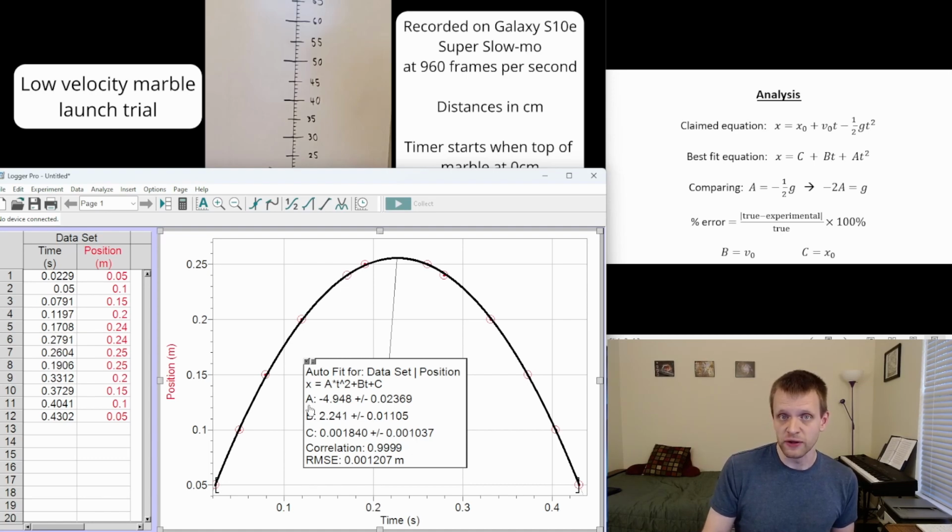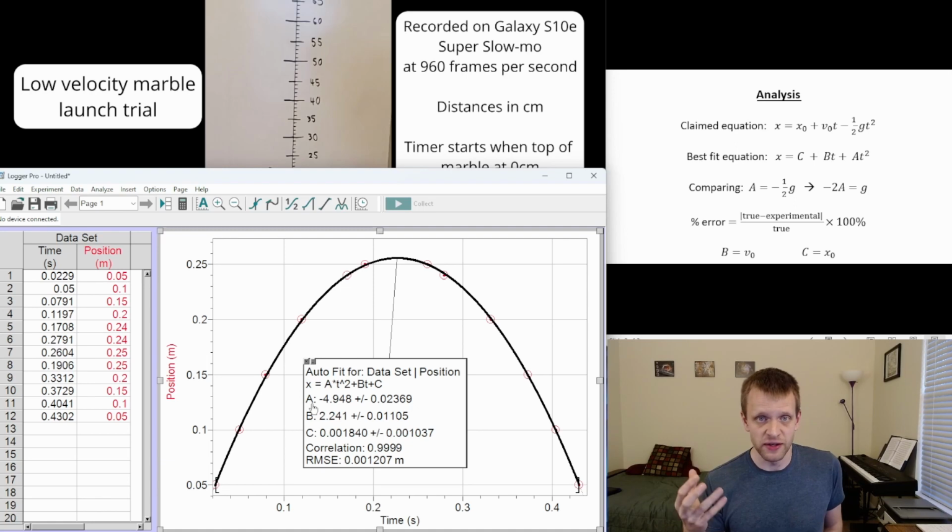This value for capital A, we would expect negative 2 times A to be very close to our value for the gravitational acceleration. We were expecting 9.8 meters per second squared for the gravitational acceleration. We got 9.9 meters per second squared. Within 1%, the error was off by less than 1%. But let's try another case where we have the higher velocity marble launch.